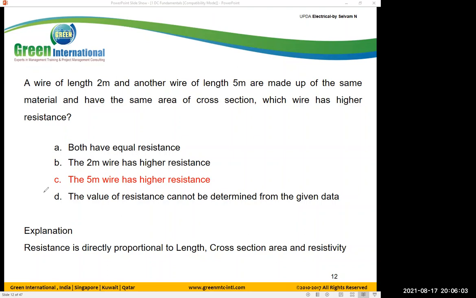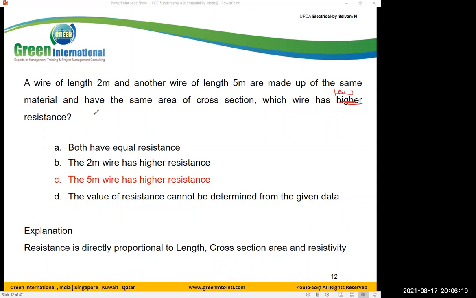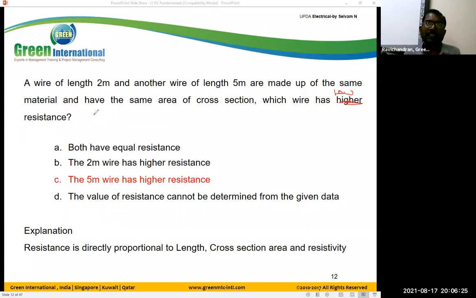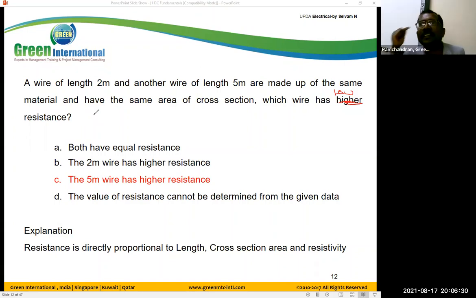5 meters. And okay, you got the answer. Answer C is right. But in your exam, you read all the sentences, you read all the words. Even though you read which wire has low resistance, you keep in mind the answer is 5 meters, so you choose that answer. This type of mistake happens in your exam.